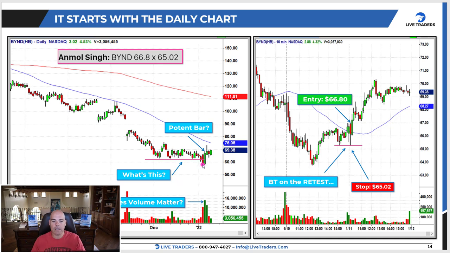So what are you immediately thinking when you see that red bar? You're immediately thinking, we're going lower. Of course we're going lower. There's a hole in the ship. We're going lower. Next day, this wide range green bar comes in. It takes out the wide range red bar.